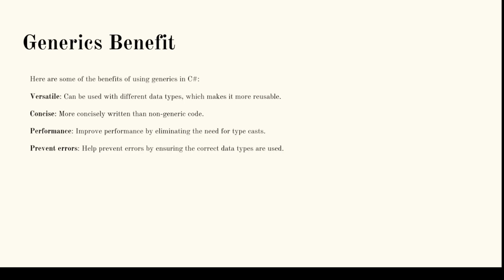Generic code will improve the performance of your code because there is no need of typecasts, meaning there is no need of doing boxing and unboxing. When we write generic code, this will make our code type safe and it will ensure we are using the correct data types. So guys, this was all about generics.